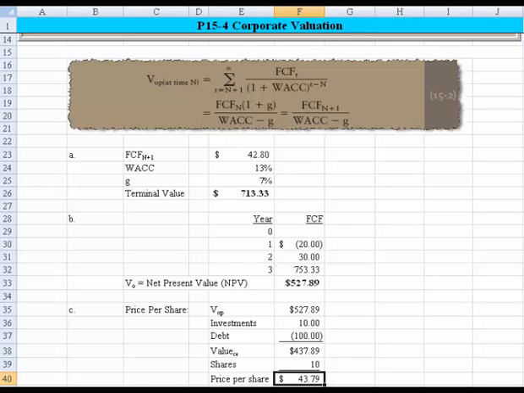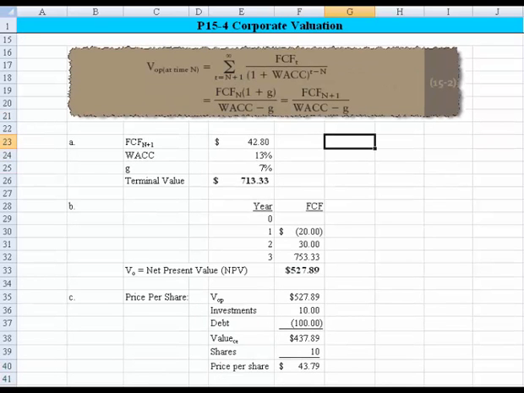And then to determine the price per share, let me slide up one more so you get a little bit of room here. I can hit the F2. All I'm taking is the value of common equity divided by the 10, which is the number of shares, and we determine that the price per share is 43.79. So let me bold that, and that takes care of solving problem 15.